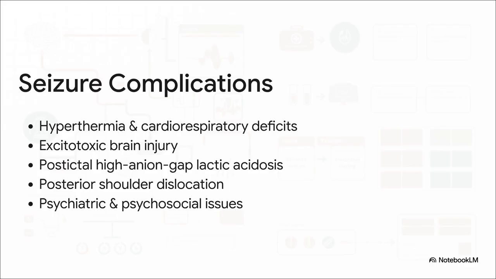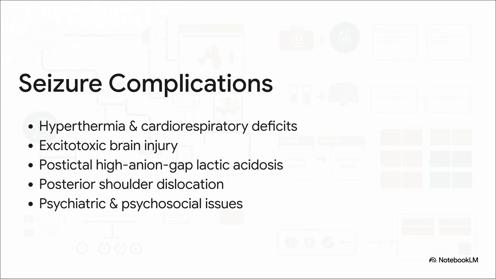Moving on to complications of generalized seizures. Acutely, they can cause hyperthermia and cardiorespiratory compromise. If a seizure is prolonged, it can actually lead to excitotoxic brain injury, specifically cortical laminar necrosis. You might also spot a post-ictal high anion gap metabolic acidosis, and that's just due to increased lactic acid. But don't worry too much about that one, because it typically clears up on its own within 60 to 90 minutes. Also, those violent muscle contractions during a seizure can cause physical trauma, like a posterior shoulder dislocation.